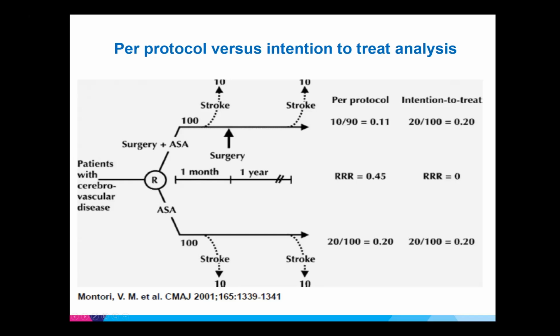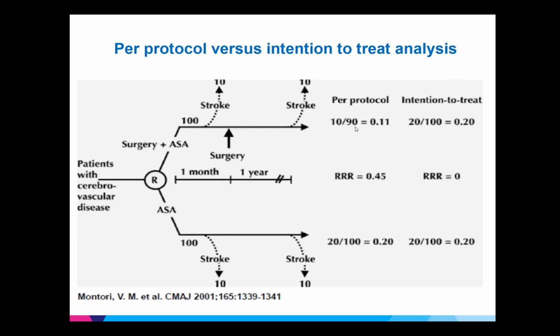I can try. So per protocol, I would include for the final analysis only patients that followed all the study protocols. And then I would exclude patients that for any reason stopped taking the medication. Then for intention to treat, I would sort of simulate a real life scenario in which I would randomize the patients. And then even if they stop taking the drug for any reason, they will still be included in the final analysis.